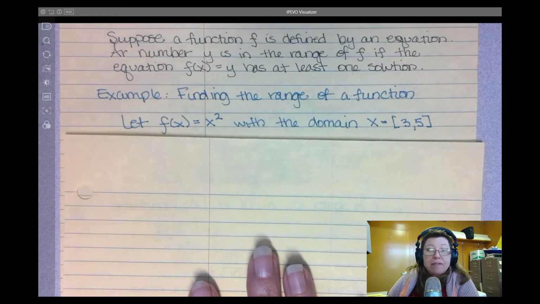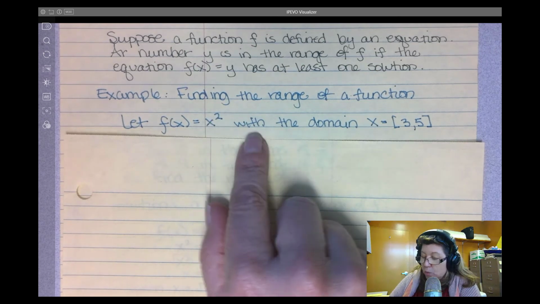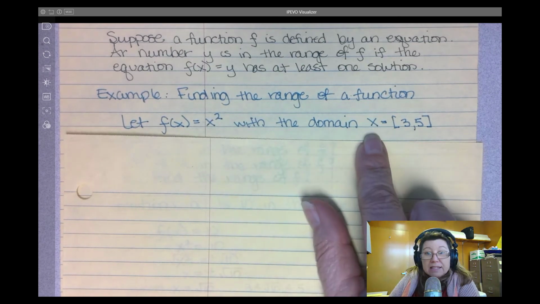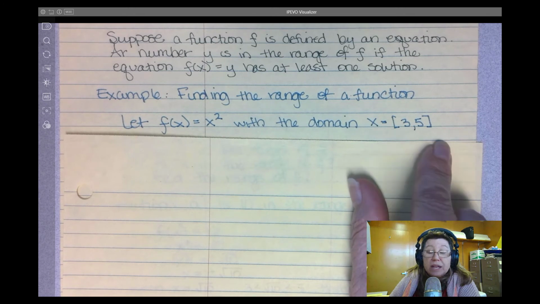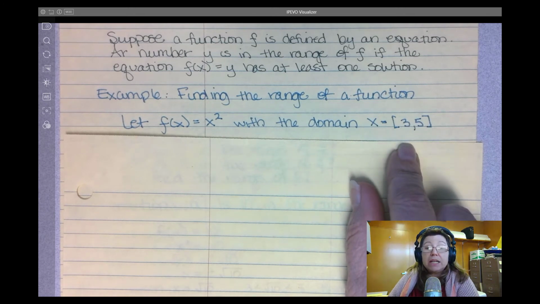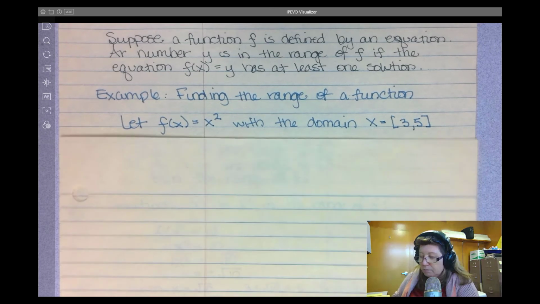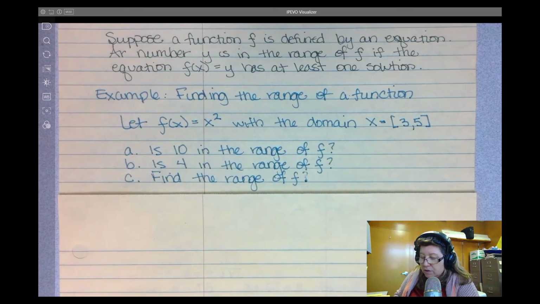Let's let our f of x be x squared with the domain of x from 3 to 5, including 3 and 5. Now here's the thing. We are limiting what our domain could be, so we are going to limit what our range can be, of course. And we want to answer a couple of questions. Is 10 in the range of our function? Is 4 in the range of our function? And then we're going to find the whole entire range of our function.